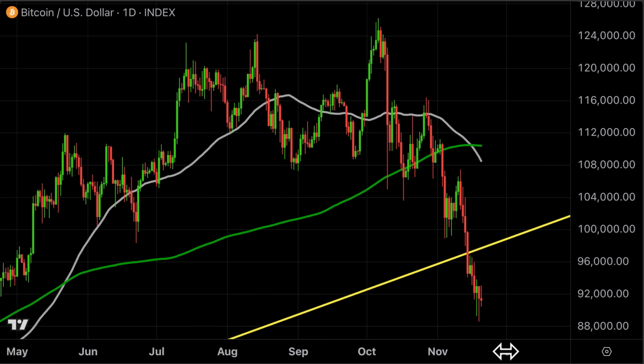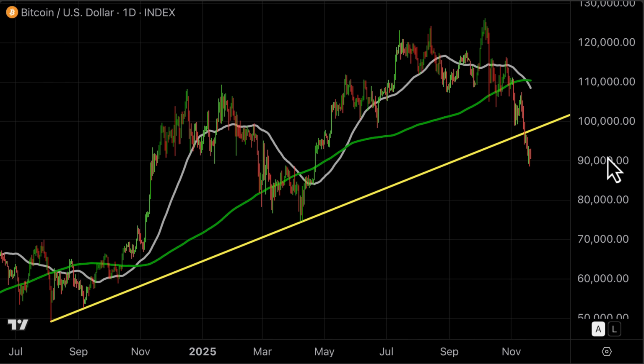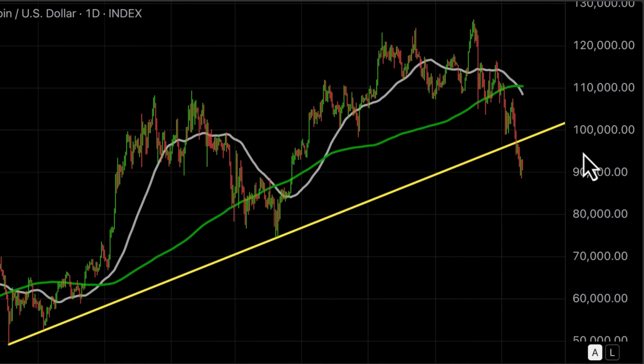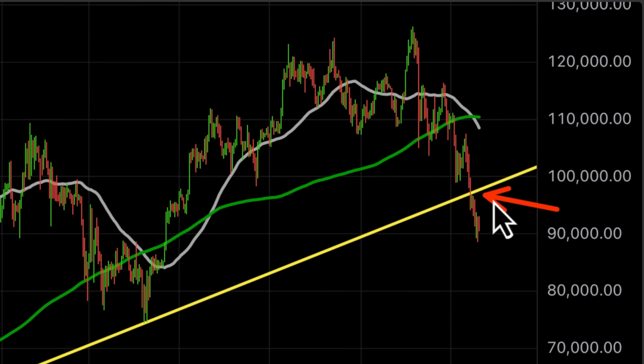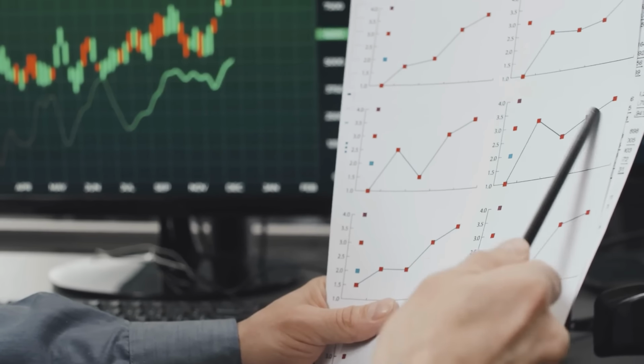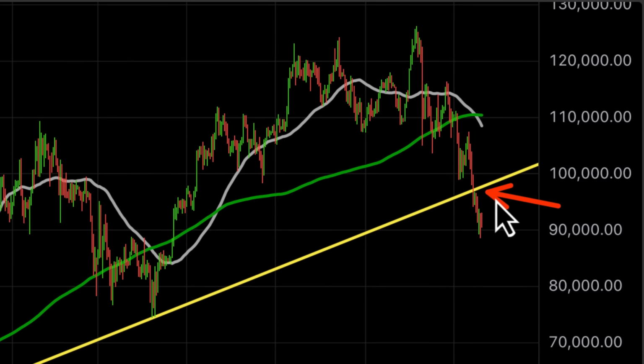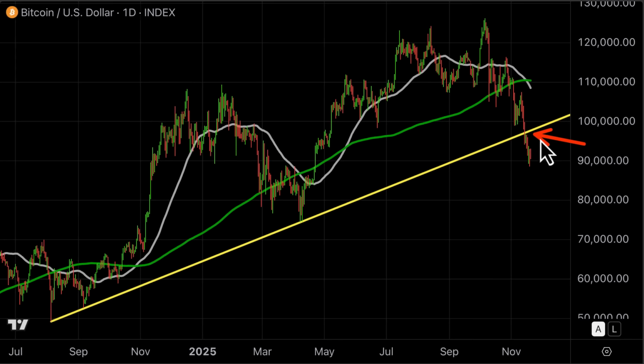So what Bitcoin has done now is two important things. Firstly, it has broken this uptrend line you're seeing here. Now, as I'm sure you know, some textbooks in technical analysis say, well, if you see a break of the uptrend line, that potentially means we're in a downtrend. However, as I shall explain to you, that is not necessarily the case.